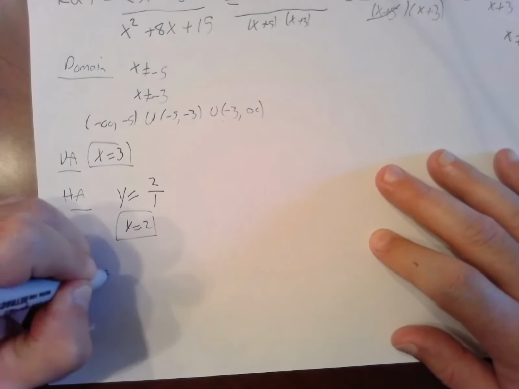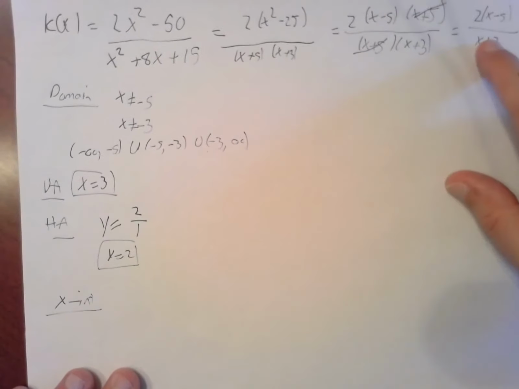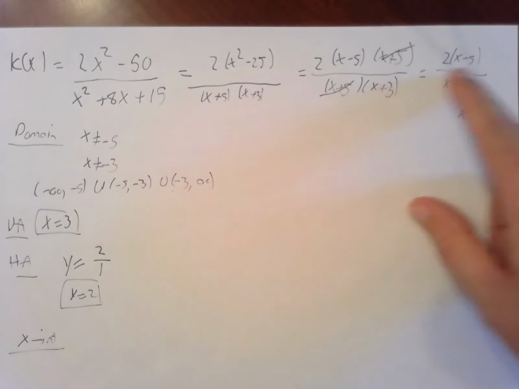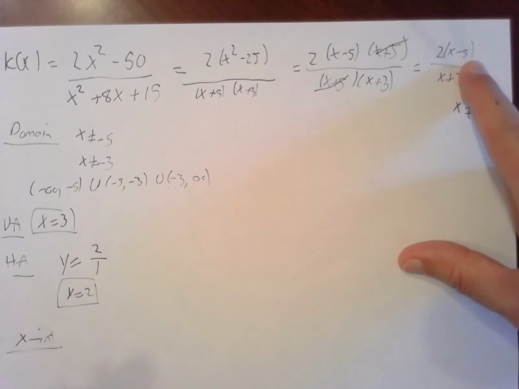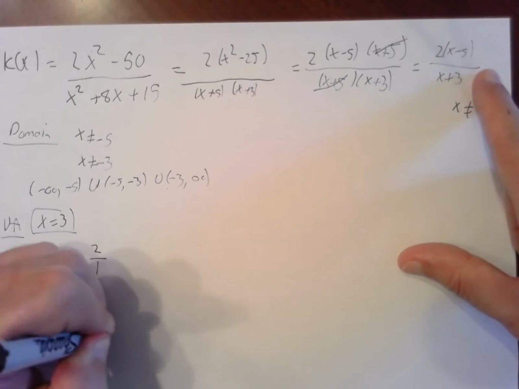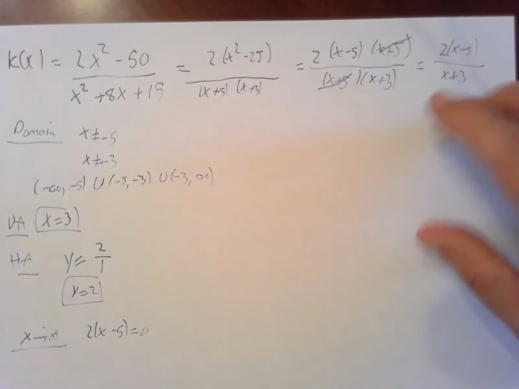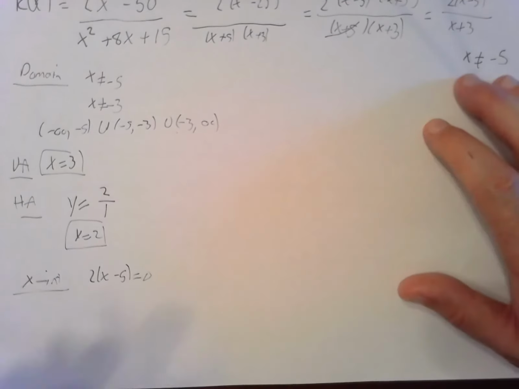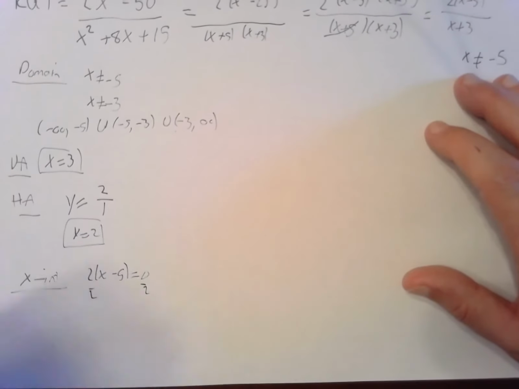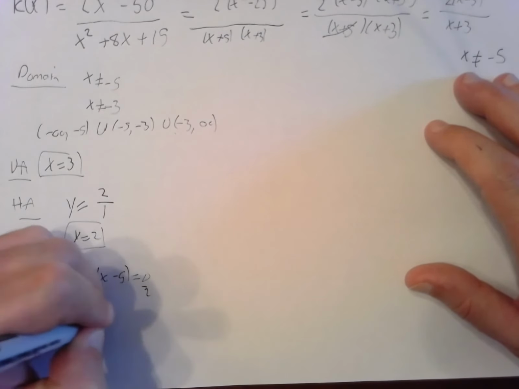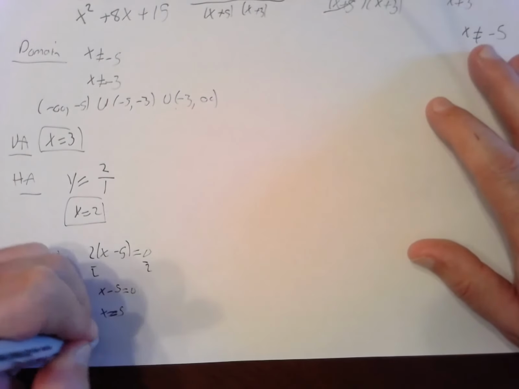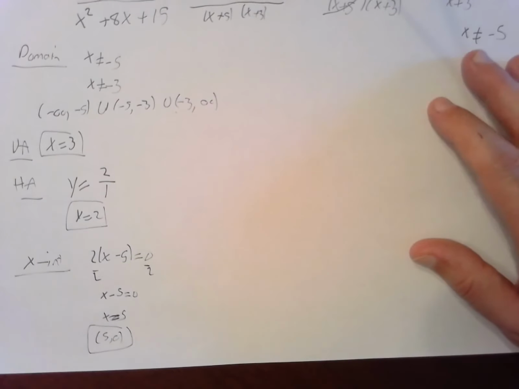Okay, I find intercepts. X-intercepts. Set the top equal to 0 and solve. I could use either version, but I got to remember I'm not allowed to use negative 5, so let's do everything with the reduced version. That 2's not doing anything there. I could just divide out the 2. 0 divided by anything is 0. I get x minus 5 equals 0, x equals 5. So my x-intercept is the point 5, 0.